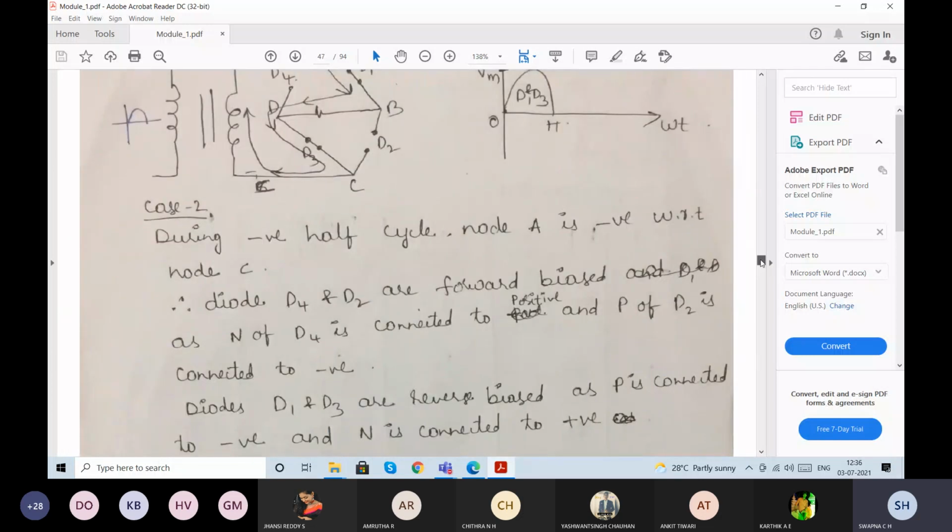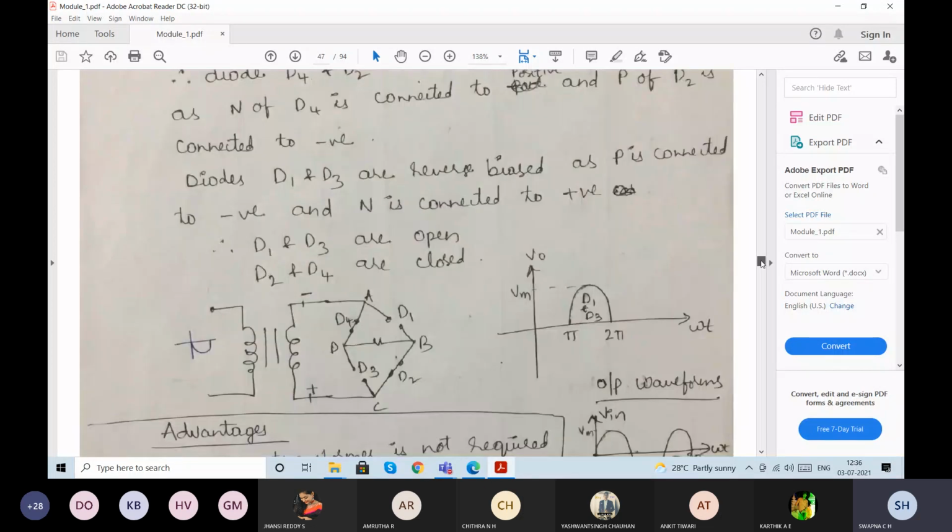Whatever derivations we have done for your full wave rectifier with center tap, they will be equally valid for your full wave rectifier with bridge, only with the bridge connections.